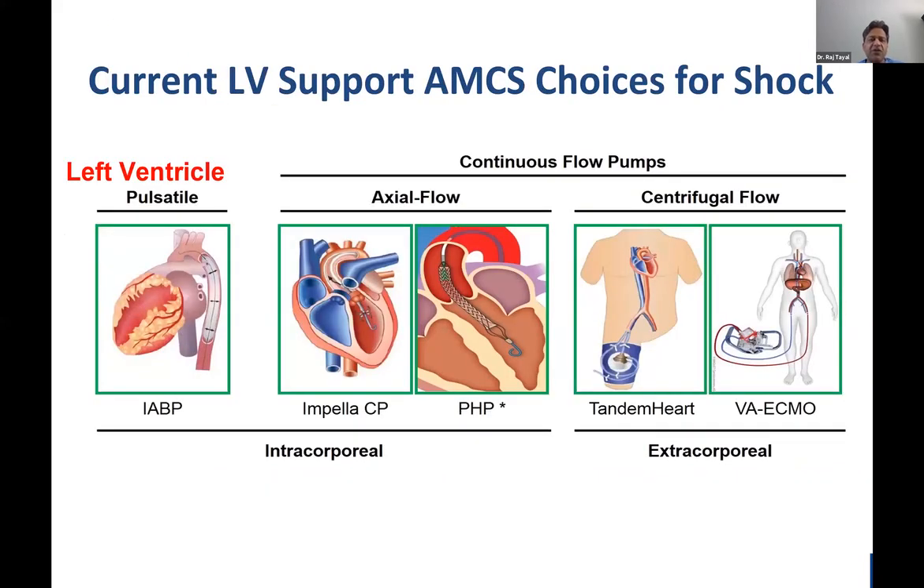So in terms of choices for MCS in shock, these are the choices that we have at this day and age, usually comprised of intra-aortic balloon pumps, which have been available for the last several decades. We also now have Impella devices from 2.5 to CP. The PHP device has been studied initially, however, is not commercially available as yet, as one of the other axial flow devices. And then there are all these centrifugal devices, such as TandemHeart, which requires AV access as well as a transseptal puncture, and VA ECMO.